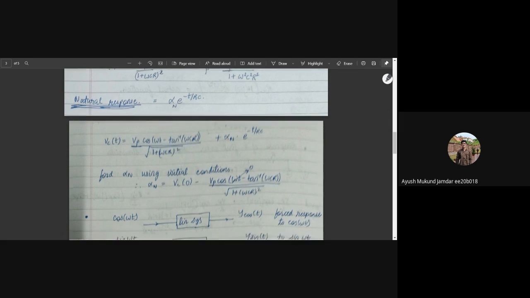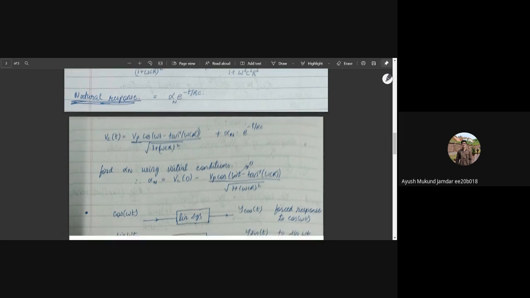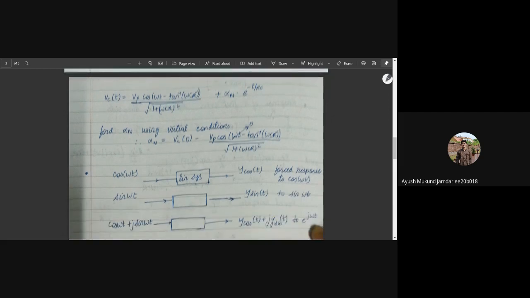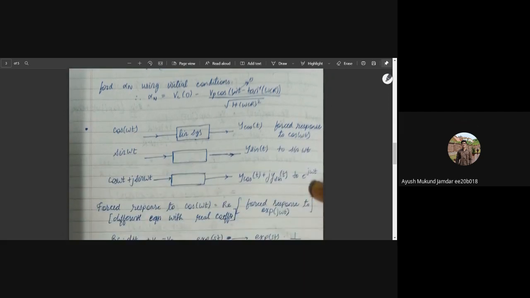So there is one more interesting way to find the response to cos omega t. That is, the system is linear. So using this linearity, let's say for cos omega t, we get the voltage y of cos omega t. For sin omega t, we get y of sin omega t. And for cos omega t plus j sin omega t, what should we get? It should be y of cos omega t plus j times y of sin omega t. And what is this? This is nothing but exponential j omega t.